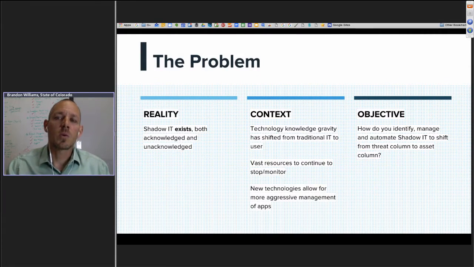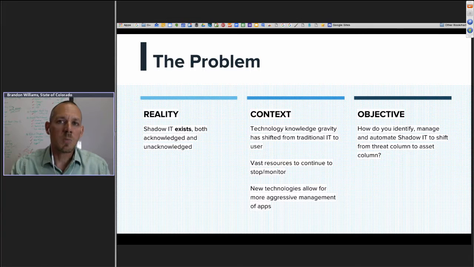I think we're really at a nexus point right now. We all know that shadow IT in some form exists, whether it's acknowledged or unacknowledged. It's really easy to put our head in the sand and just not acknowledge the requests that are coming in, or we don't have staffing to respond to all the different applications that are out there.